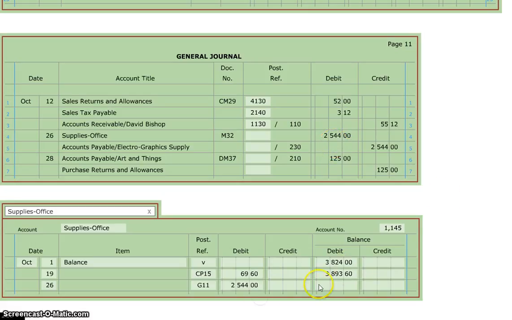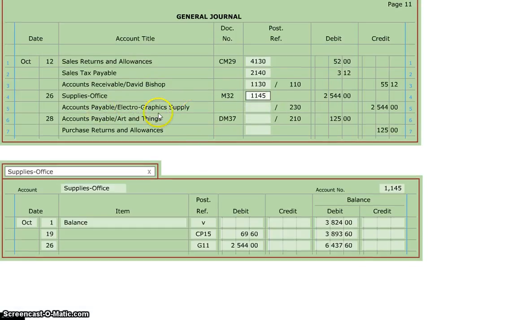And we have a normal debit balance and we have a debit entry, so we're going to be adding those two together. And our grand total now is $64.37.60. Don't forget to keep the cents. And plug in the number 1145 to show that's been posted. So these are pretty easy. We're just going to go line by line like we have been doing.